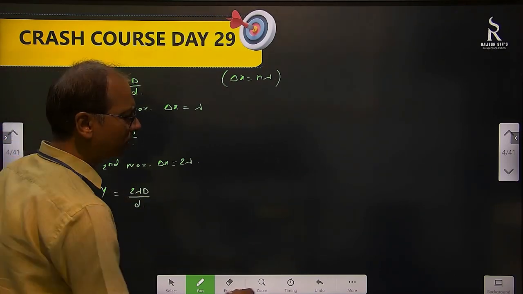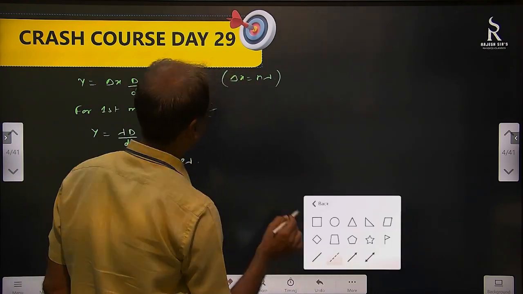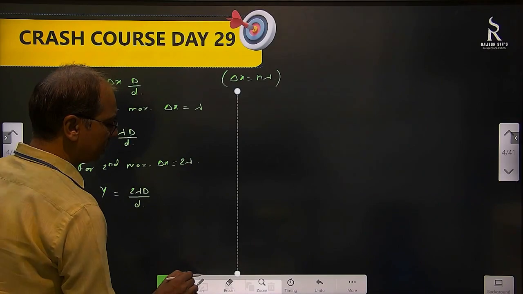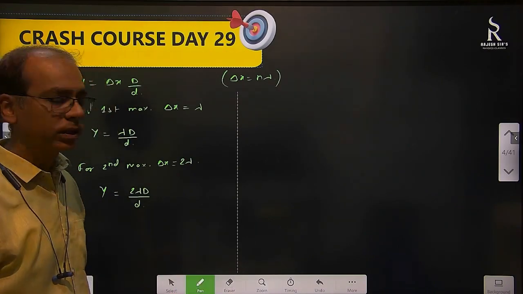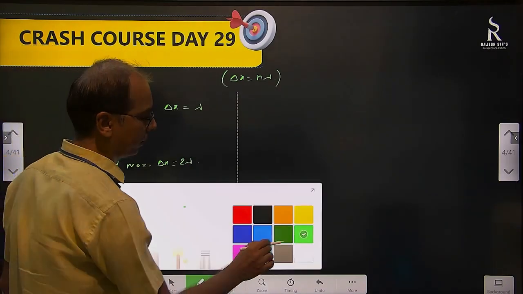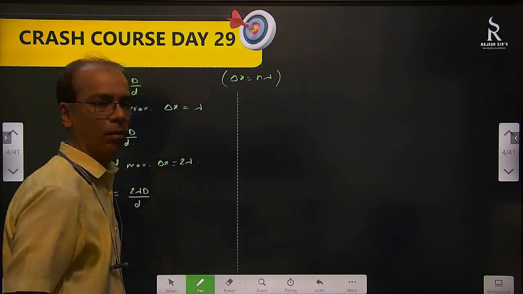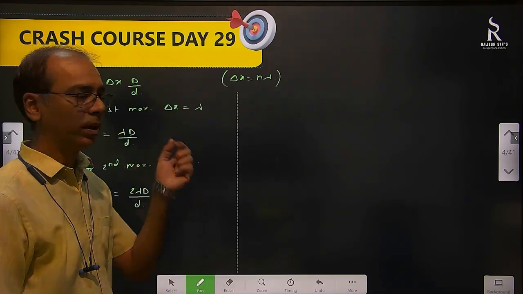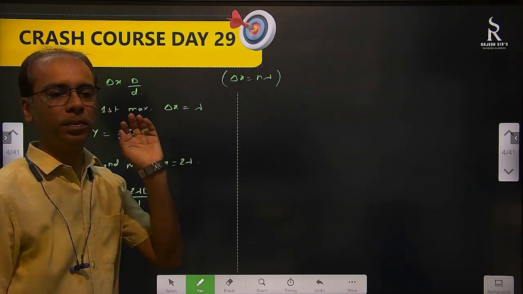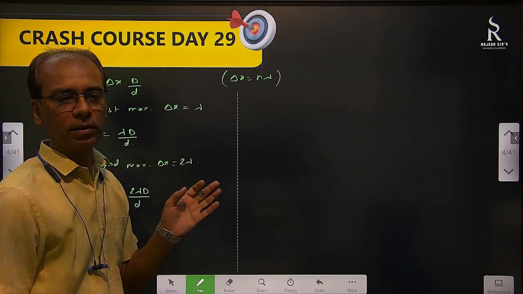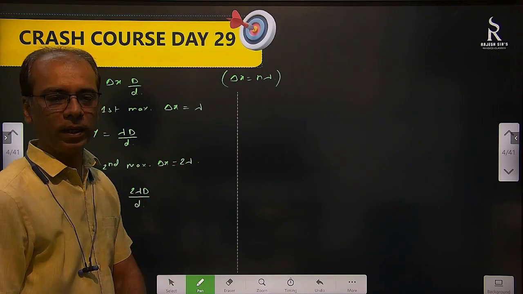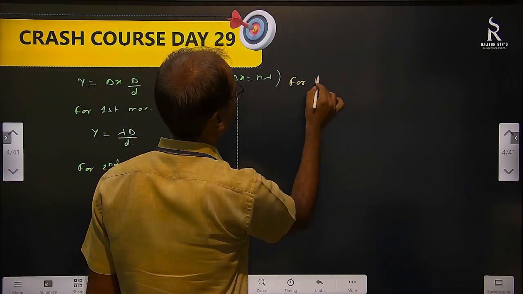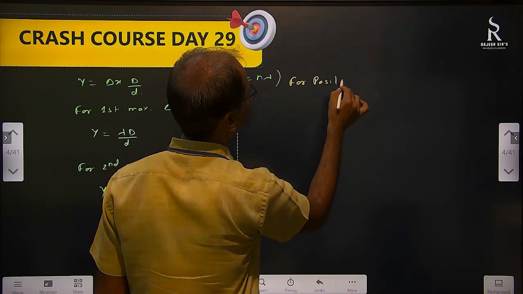Can we get similarly the destructive interference positions also? Obviously, we can get it. For destructive interference, what kind of path difference is required? Say lambda by 2, 3 lambda by 2, 5 lambda by 2, like that. And what should be the phase difference? Pi, 3 pi, 5 pi, like that. So for positions of minima, minima means destructive interference.